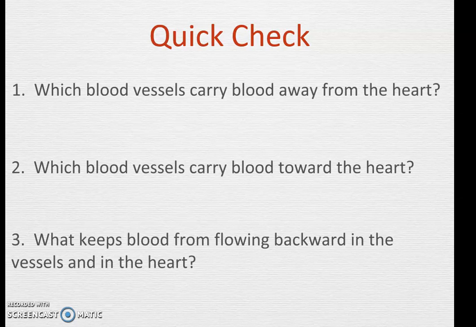Which blood vessels carry blood away from the heart? What do you think? It is the arteries. Very good. Who said arteries? Raise your hand. Very good. Good job, Elijah.